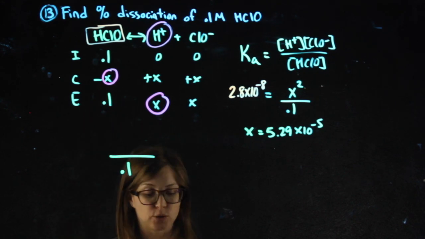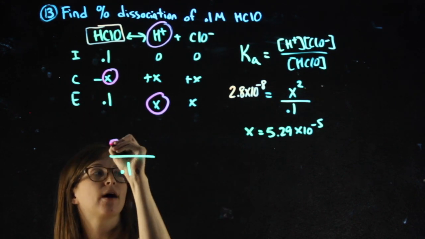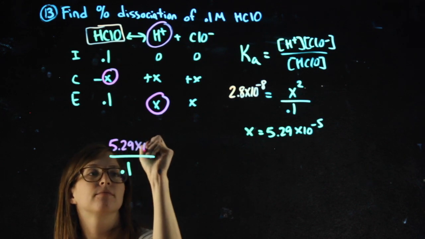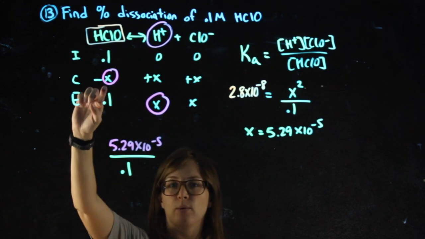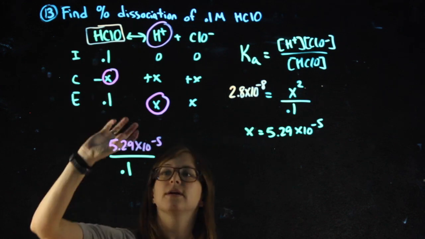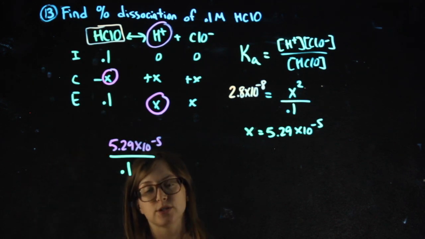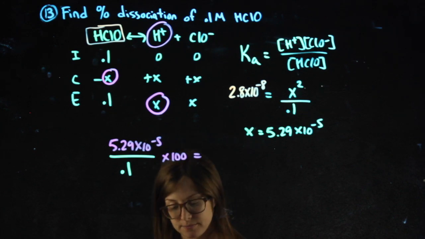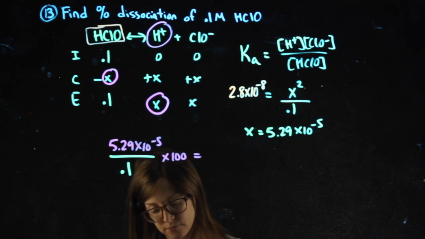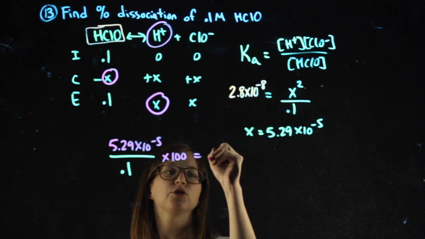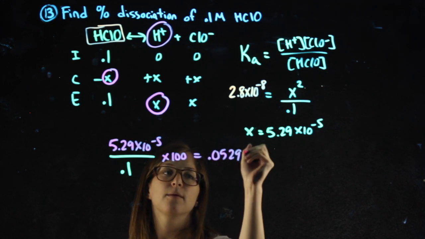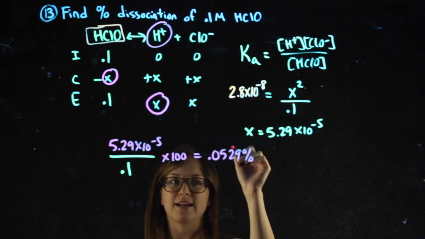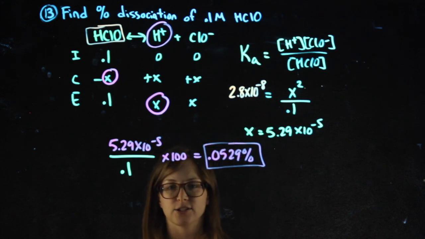Well, the X value is what went away, so I'm going to put that on top. The part that went away out of the whole is the percentage that dissociated. I just multiply it by 100 to get it into a percent. And I get 0.0529%. Because I multiplied by 100, I didn't have to move the decimal or anything. It's already done for me.